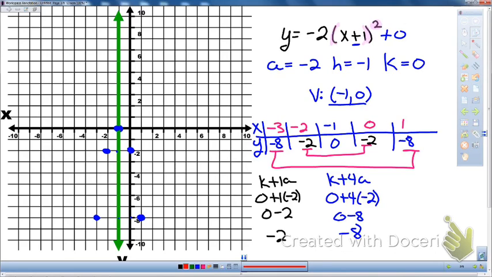Now that I have all 5 of my points plotted, we can sketch our graph through those points, and we see a negative graph. Orientation is negative, it's headed down. That is being stretched out 2 times.